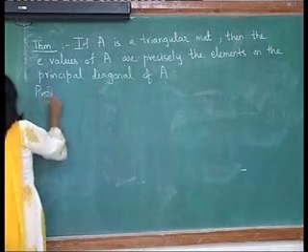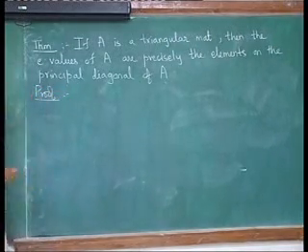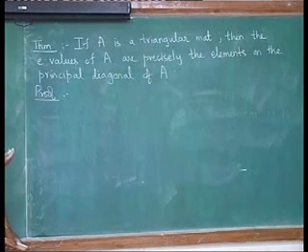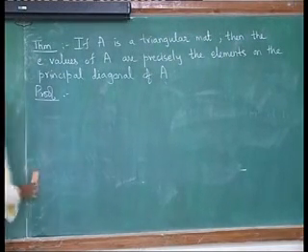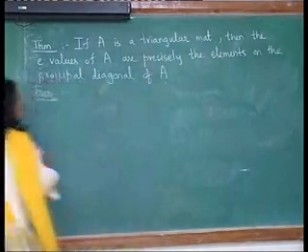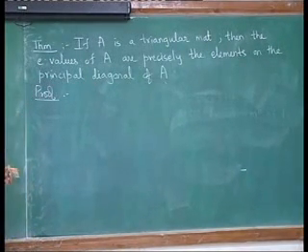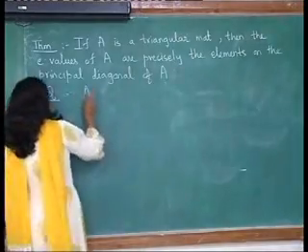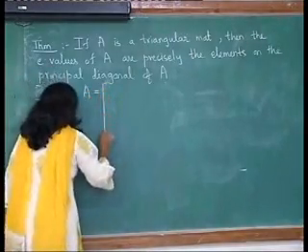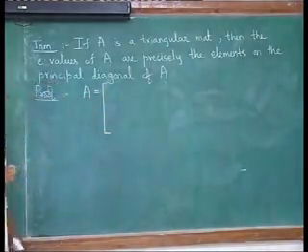Now when I say a triangular matrix, remember it could either be an upper triangular matrix or a lower triangular matrix. It doesn't really matter which way I start. I could do the result for an upper triangular matrix, and similarly you could work it out for a lower triangular matrix. So let me just take A to be a general upper triangular matrix of order n.